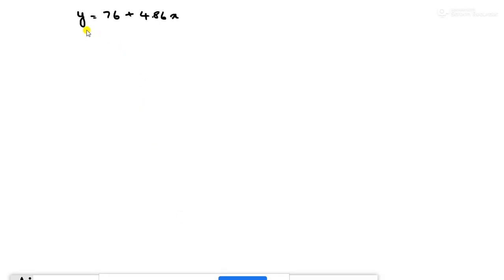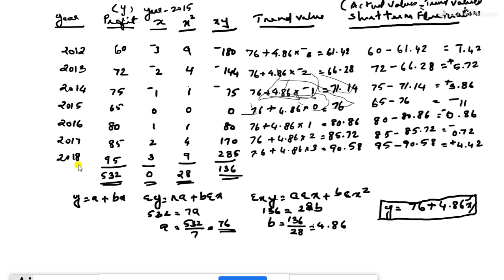So you have to compute the trend value for 2019. For calculating the trend value for 2019, here you can see for 2012 x is equal to minus 3 and for 2018 it is 3. So for 2019 what will be the x value? If it is 3 for 2018 then it will be 4 for 2019. So the x value will be 4 corresponding to the year 2019.